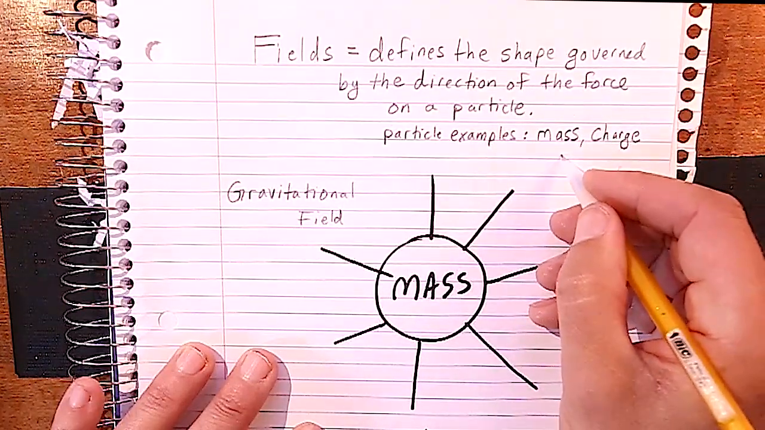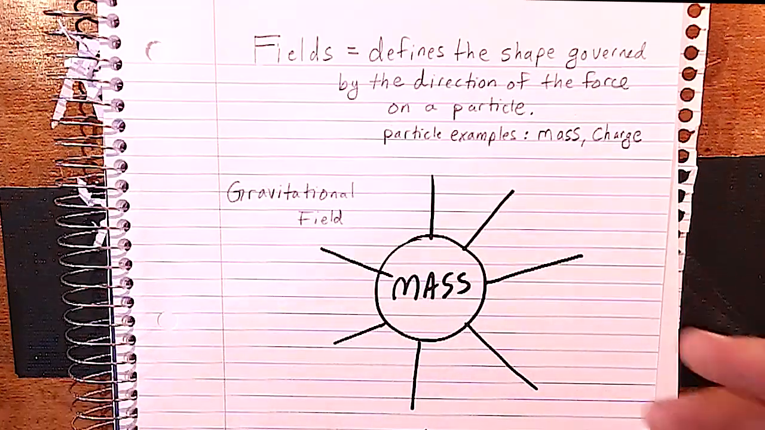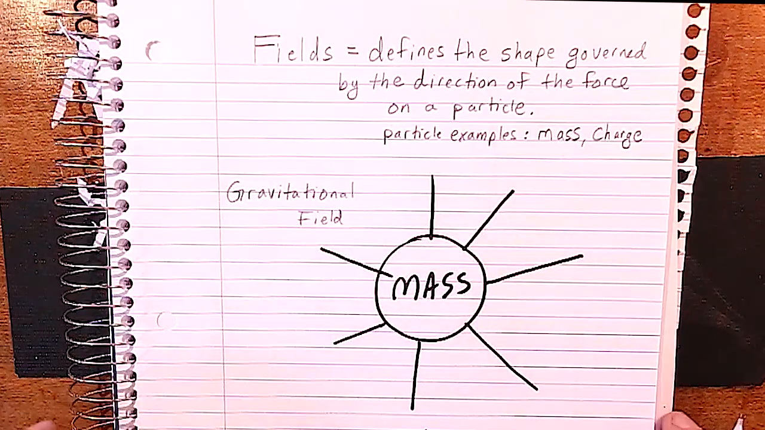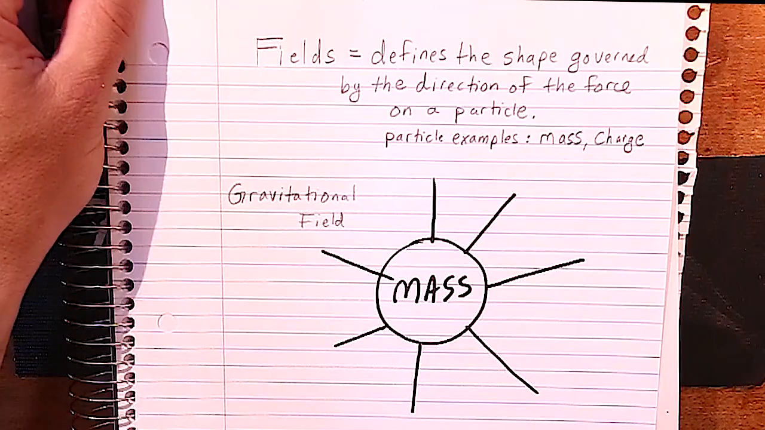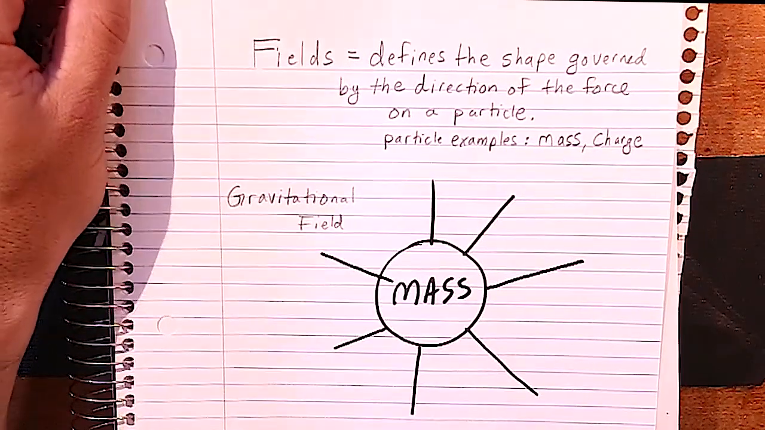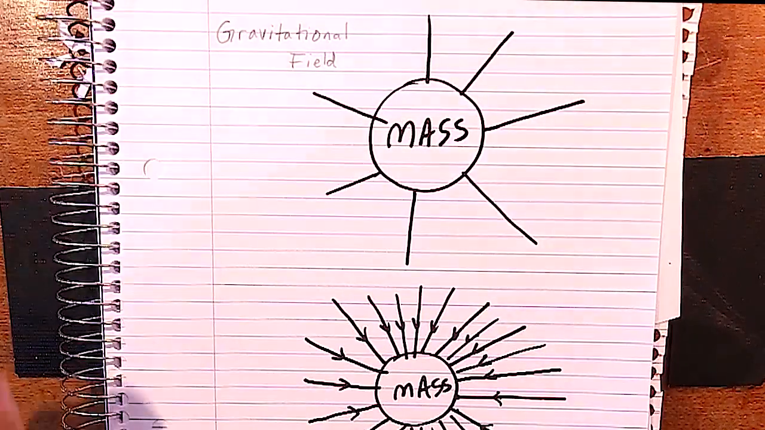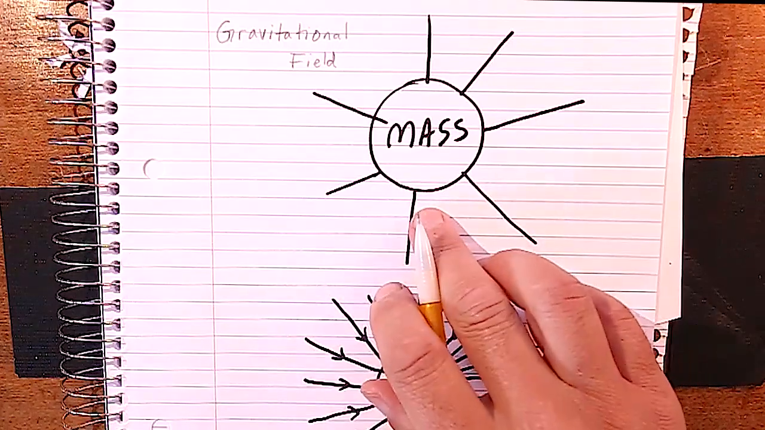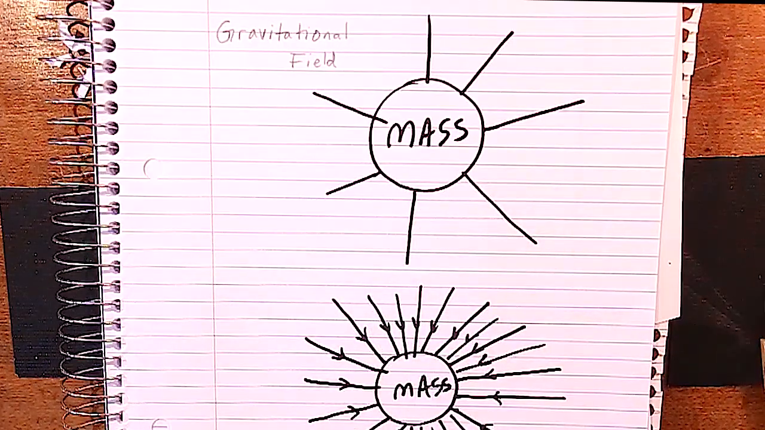So for a mass, we only have one type of mass. There's no such thing as positive mass or negative mass. So what's the shape of the gravitational field around a large mass? Well, what we do is we look at the direction of the force of a small test mass.